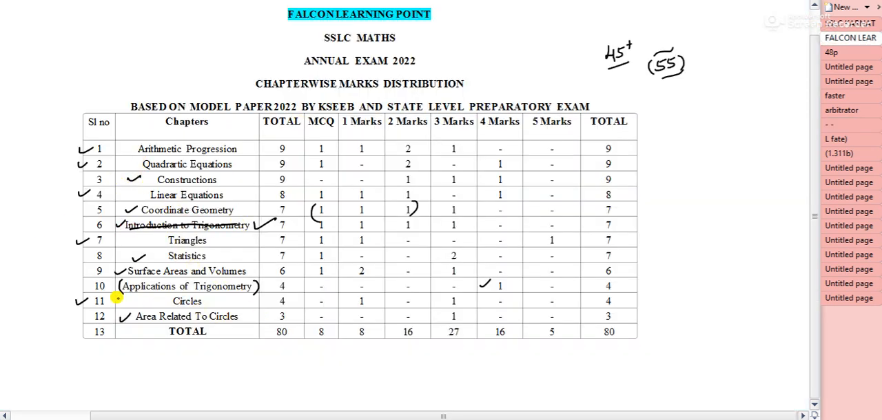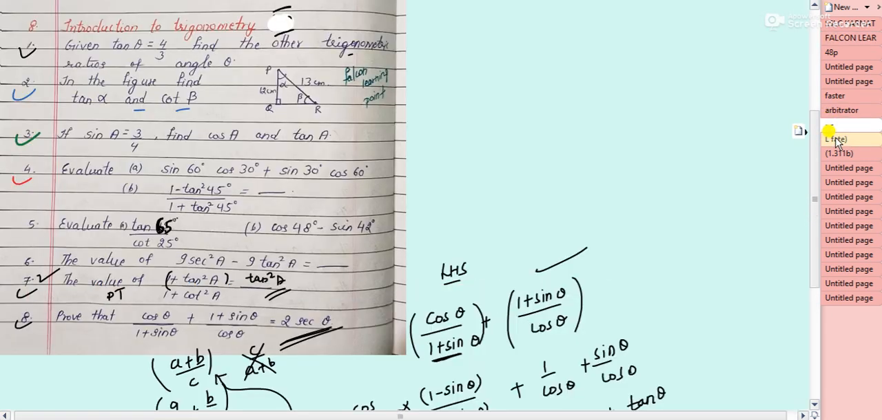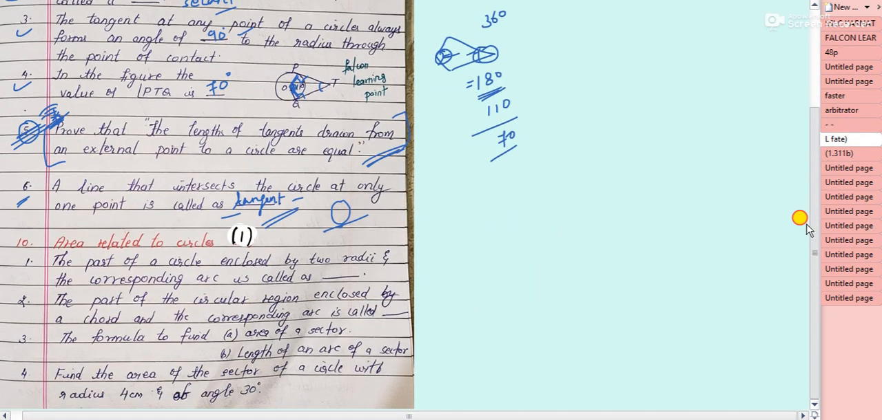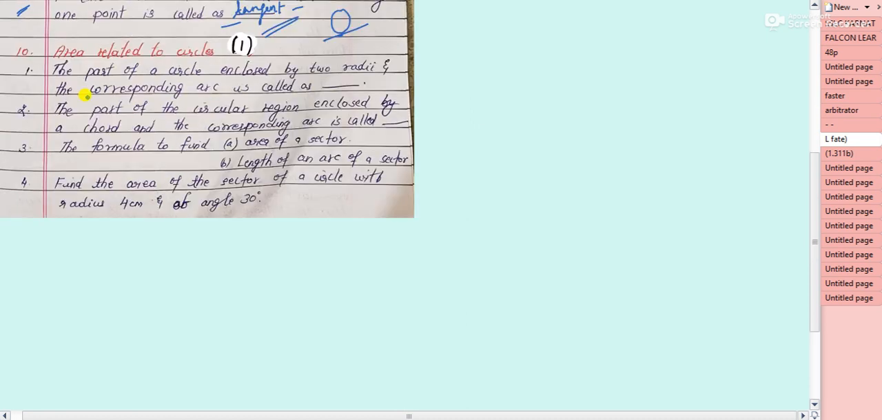So which chapter should I start? I will start with area related to circles, because this is the easier one. So I'll finish it first. Okay, where is the question? Yeah, it's here. From this chapter you are going to get 4 marks overall, but to make it easier I have just taken the questions which you can expect for 1 mark. The 3 mark questions I will be solving in the next video. Here just the easy ones from which you can easily score.